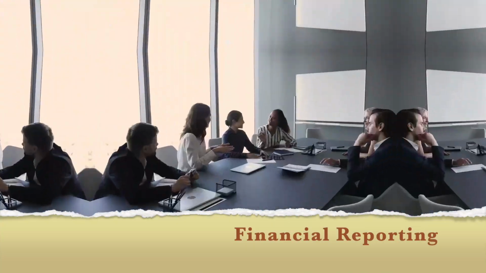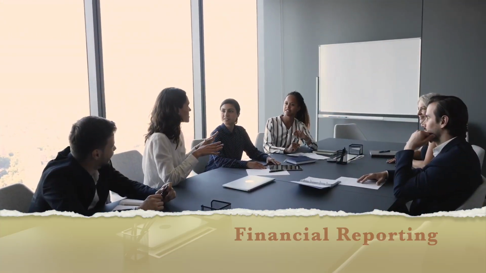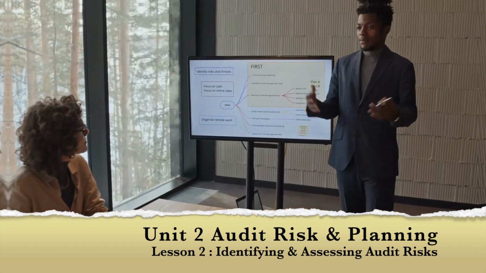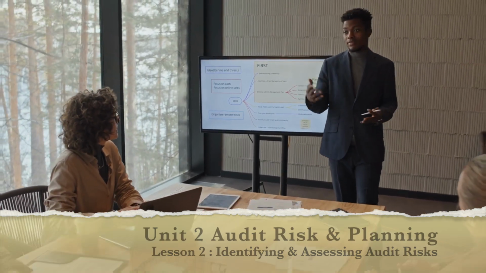Title slide. Financial Reporting Unit Number 2, Audit Risks and Planning. Topic: Identifying and Assessing Audit Risks.